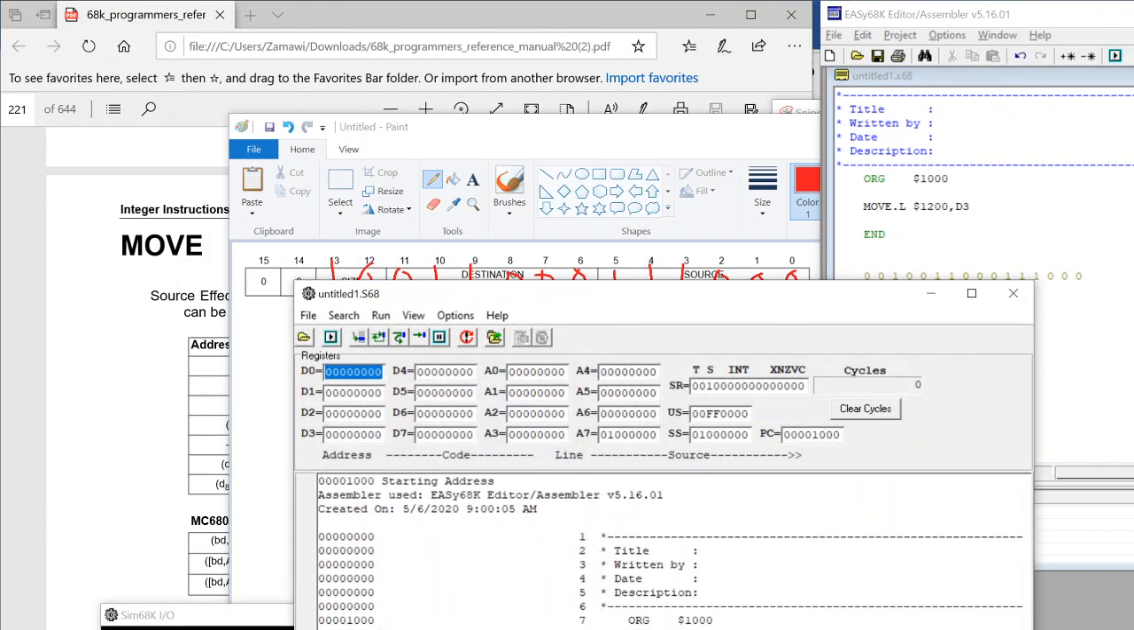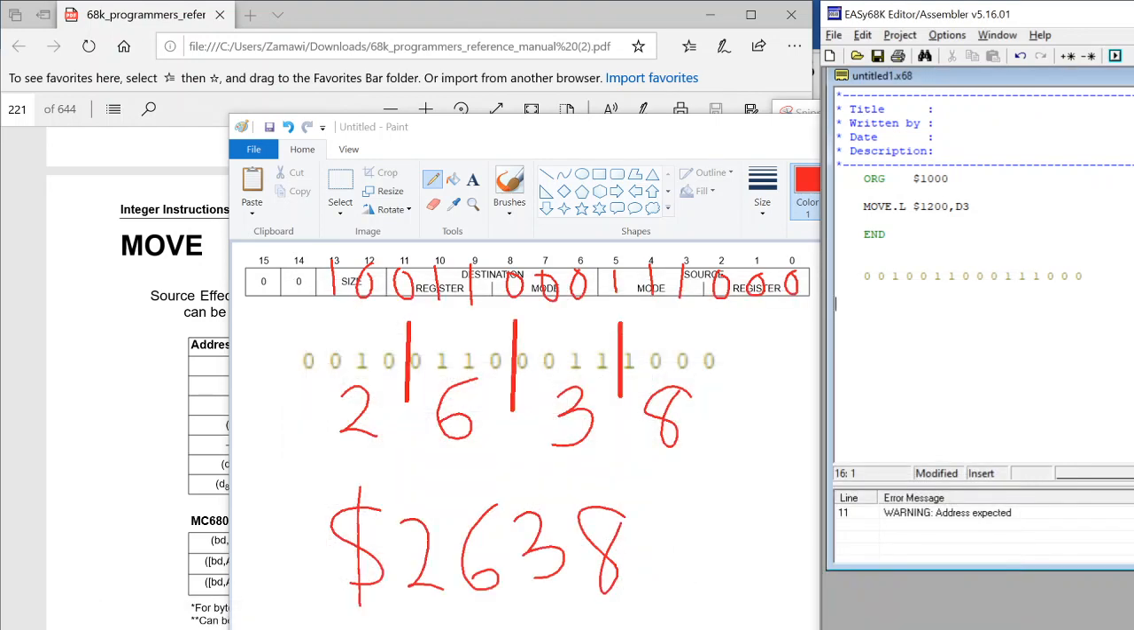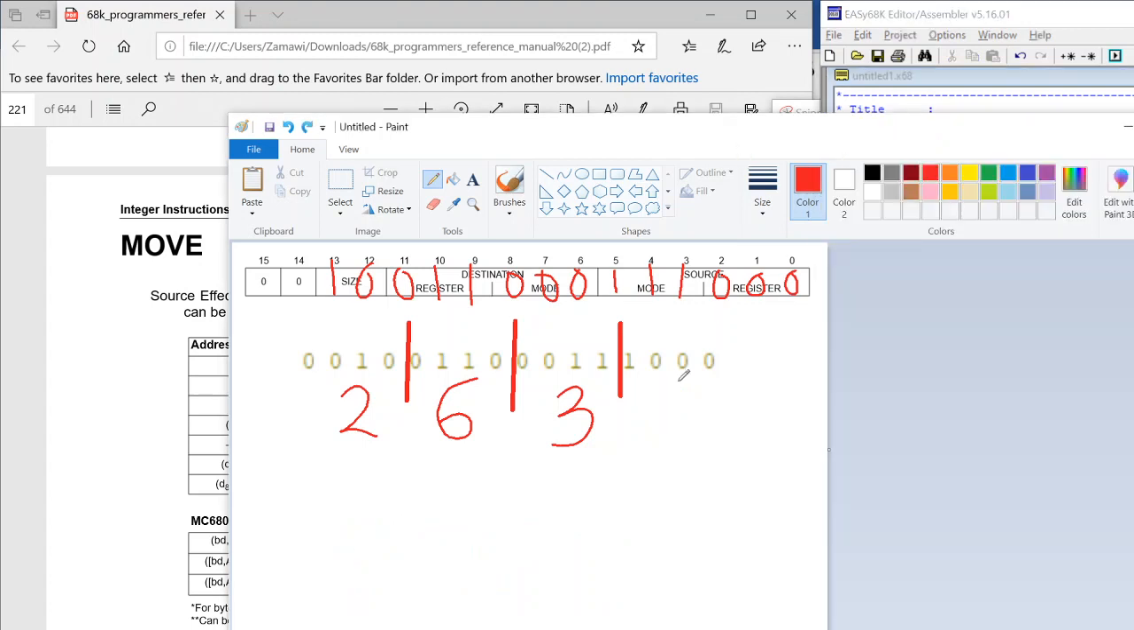Yeah, it's 2638. So this example is correct. Okay, let's try another example. Instead of all data registers, we are going to have another pattern over here for the absolute long, $50,000. Okay, move.byte. Let's try to insert all the numbers.